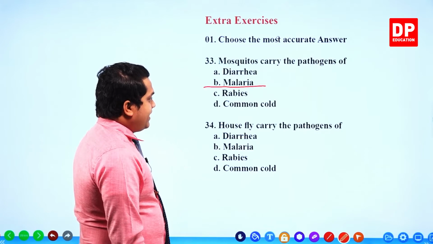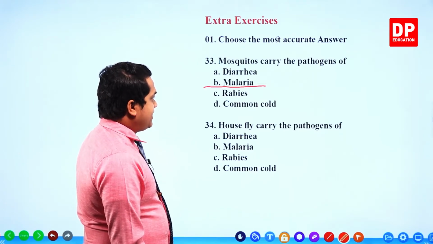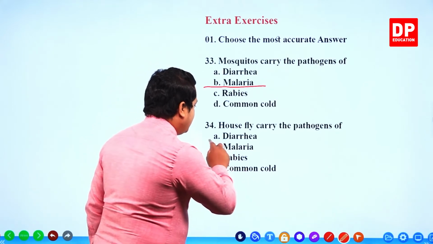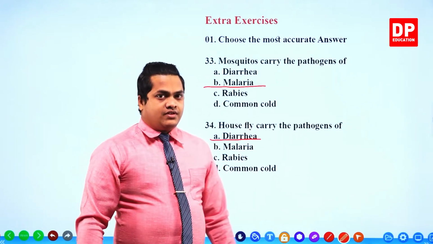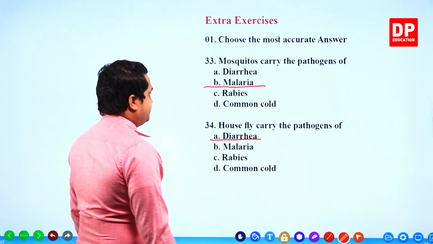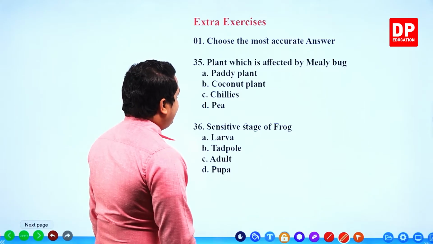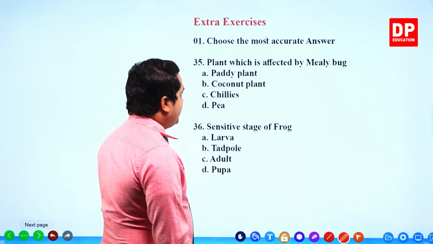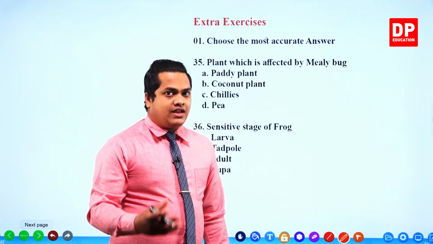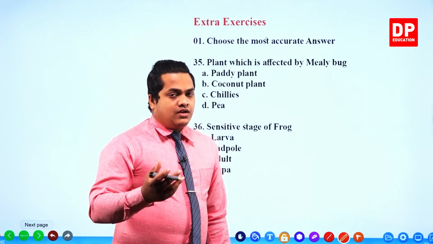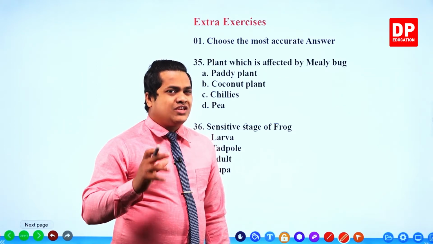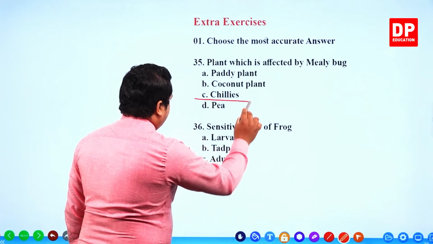Next one. Housefly carry the pathogens of. So earlier we took that answer, right? Housefly is carrying pathogens of diarrhea. Then the next question. Plant which is affected by mealybug. Paddy plant, coconut plant, chilies, pea. So paddy plant and coconut plant, those plants are not getting affected by mealybug. Mealybug is going to harm the plants that have fleshy parts. So chilies is our answer. Chilies.